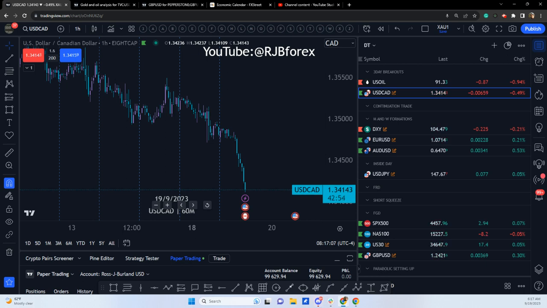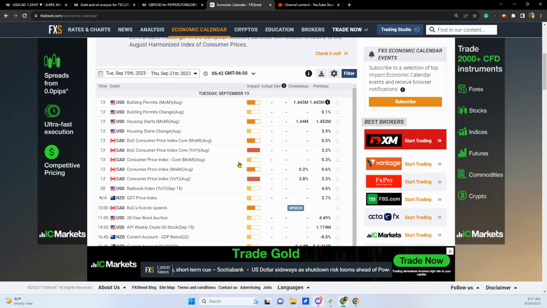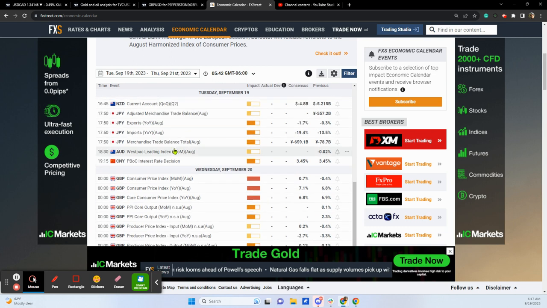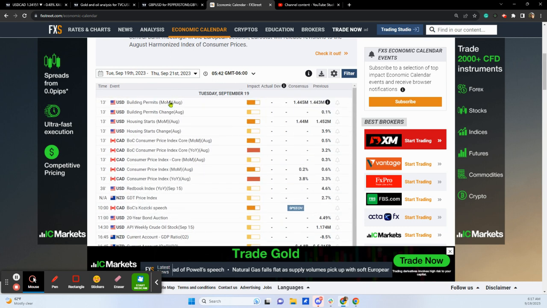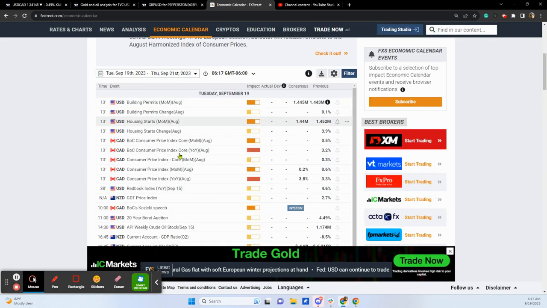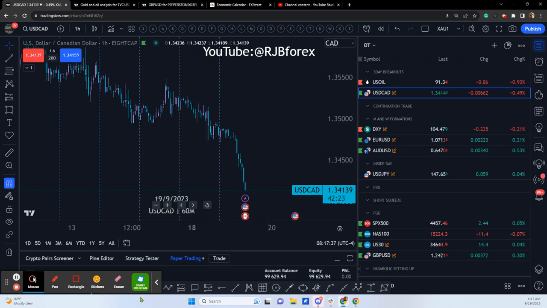And we've got CPI coming up for Canada. Apart from that, we are pretty clear, good to go for the rest of the day. Some minor data from the US. So let's just look at this CAD then, with 13 minutes before the data.